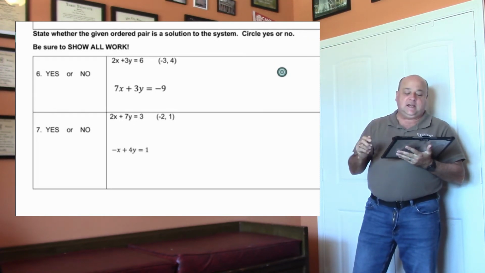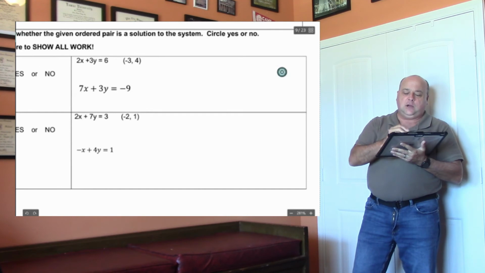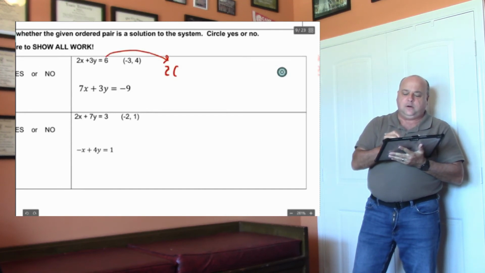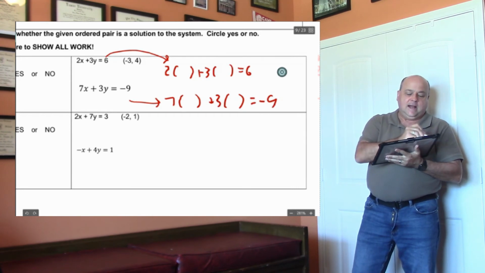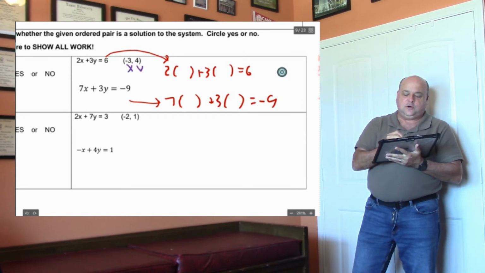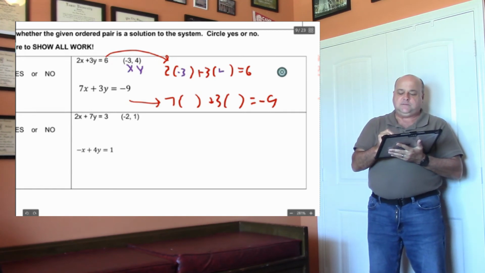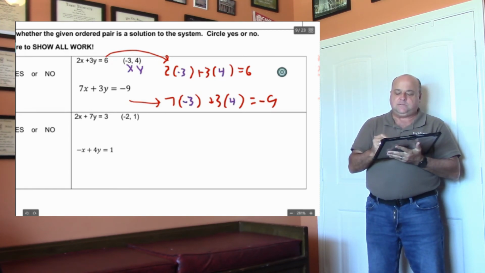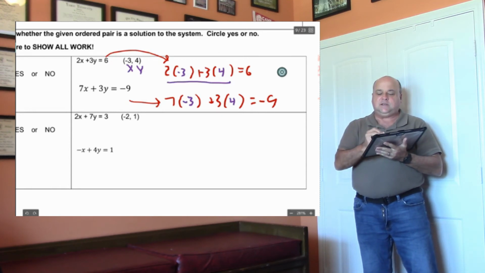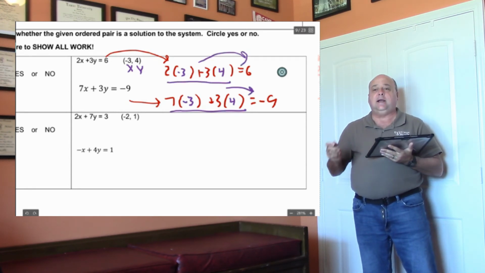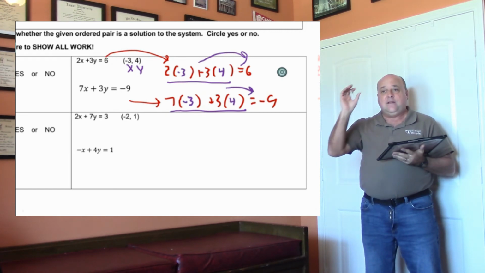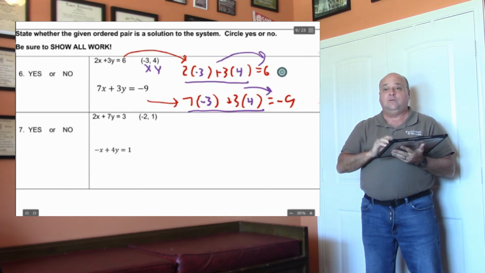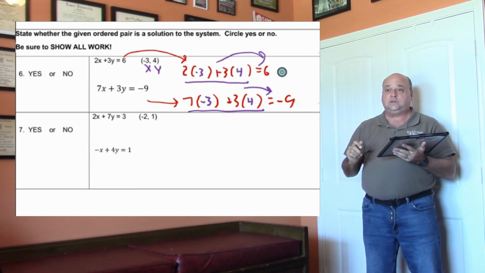On number 6, you want to see if there's true or false here. So basically what you're doing, take this equation and write it over here, and replace the letters with parentheses. And do the same thing for this one. Now then, in the parentheses, you're going to put your x and your y. So this is my x, this is my y, this is my x, and this is my y. Type this in and see if this equals 6 or if this equals 9. If it does, you put true. If it's not equal, you put false. Piece of cake. That ordered pair has got to work in both of them. If it doesn't work in both of them, it's false, okay?